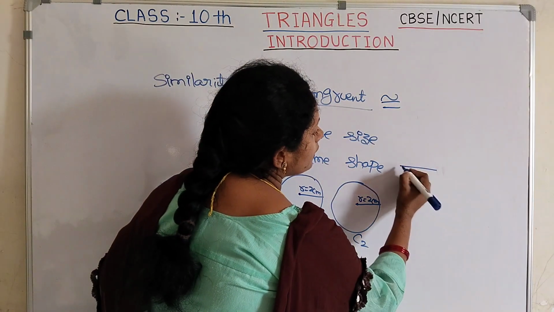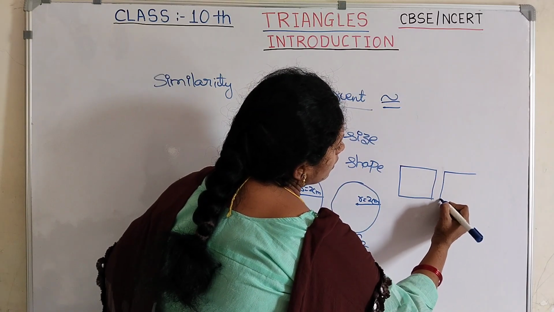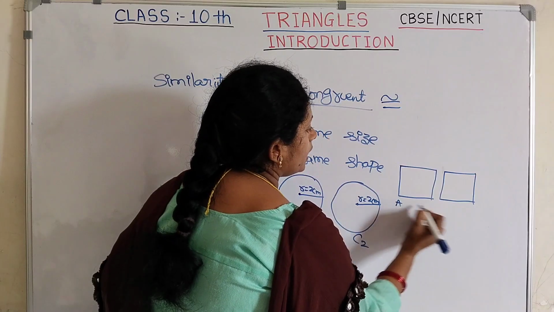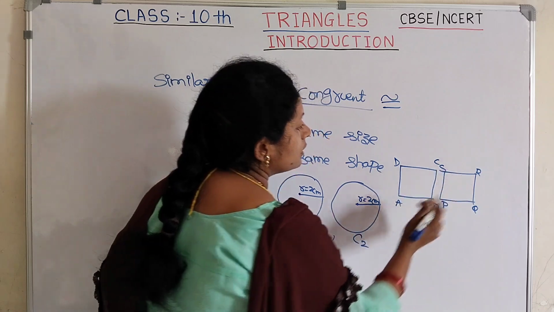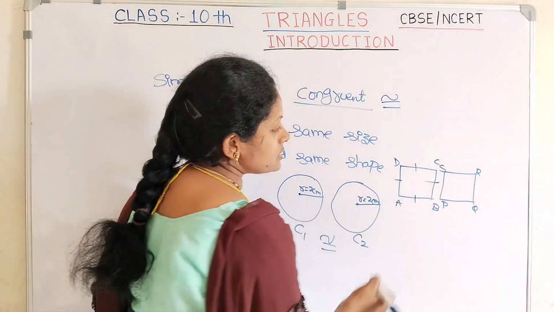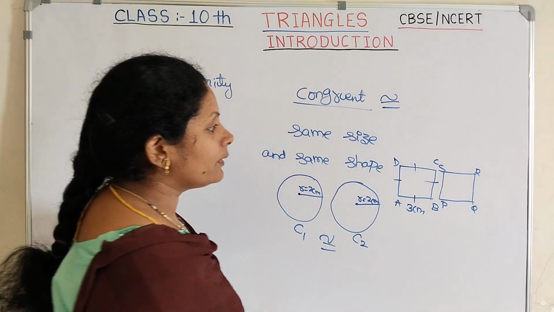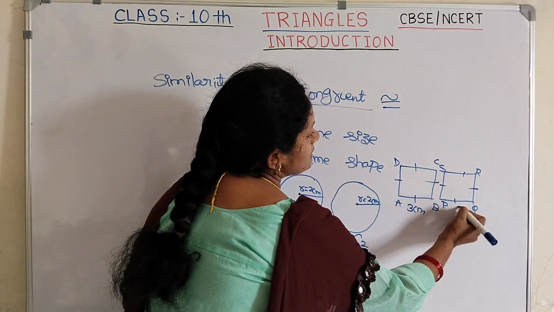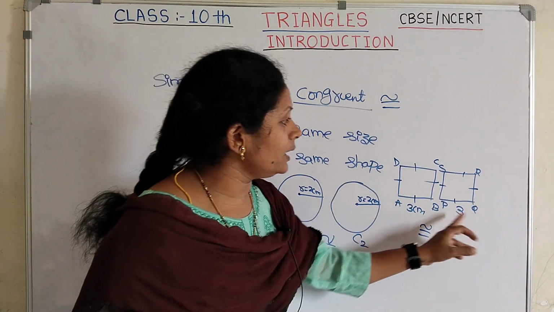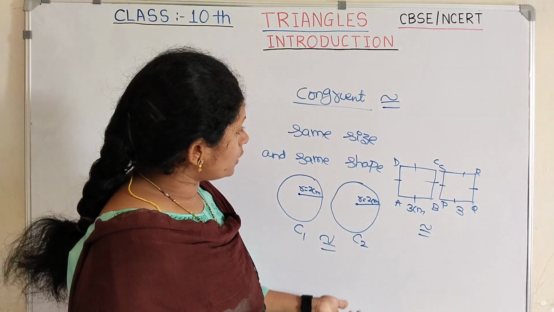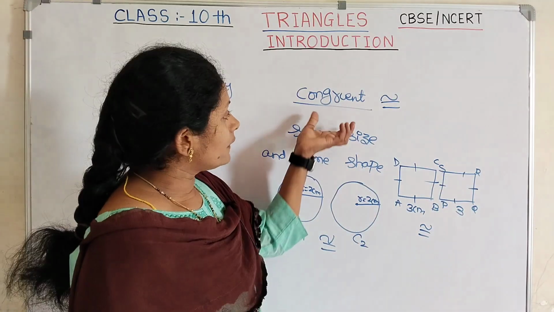Let us draw a square. A, B, C, D and P, Q, R, S. Here for the squares all sides are equal. Let AB is equal to 3 centimeters and PQ is also 3 centimeters. Then we can say that ABCD is congruent to PQRS. In this way, they should have the same shape and the size also should be the same. Then they are congruent.